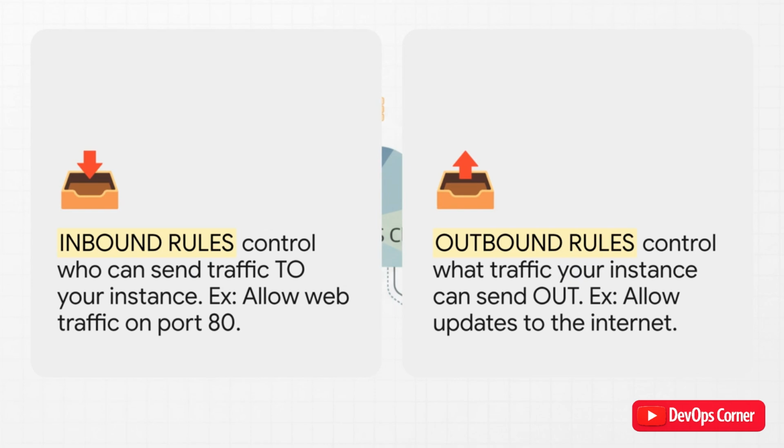The rules are split into 2 directions. You have inbound rules, which control the traffic coming to your server. So for our web app, we need a rule that allows web traffic on port 80 from anywhere on the internet. Then you have outbound rules, which control traffic leaving your server. It's pretty common to just allow all outbound traffic, so your server can download software updates or talk to other AWS services. A single typo in one of these rules could be the entire reason our app is down.